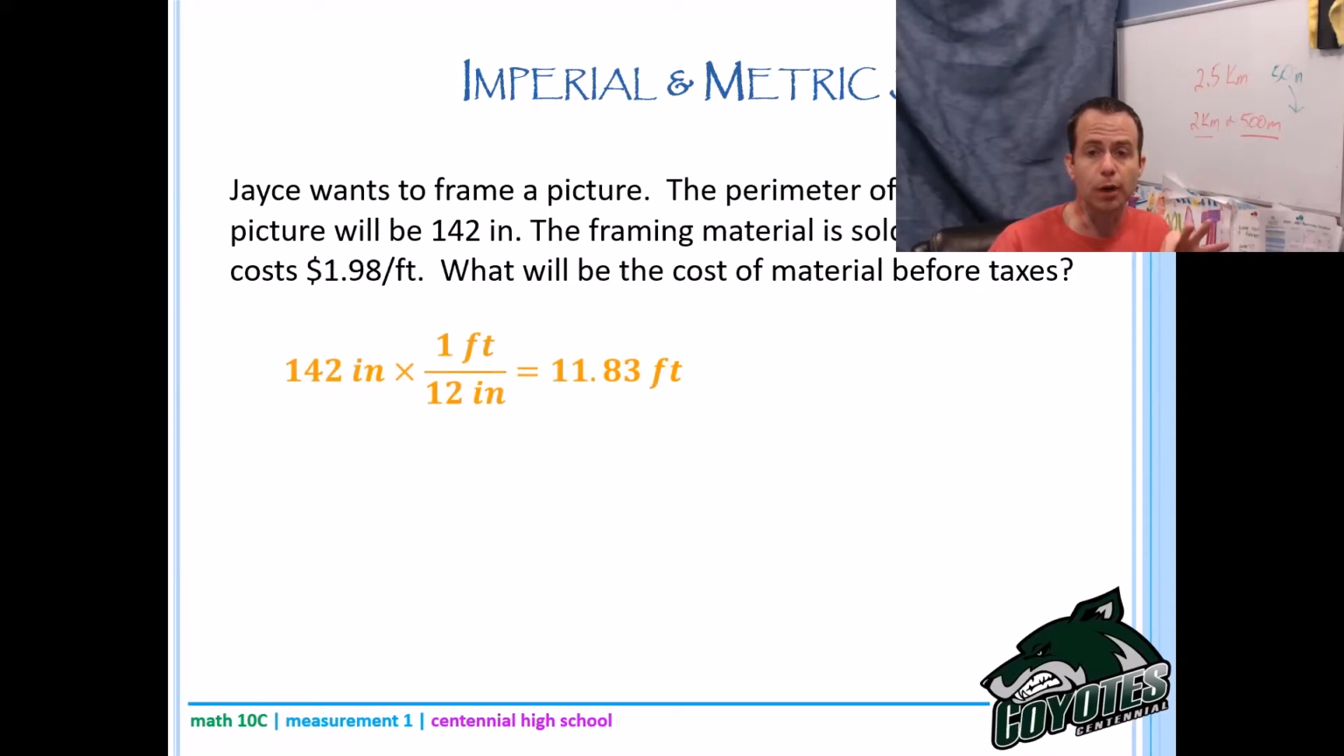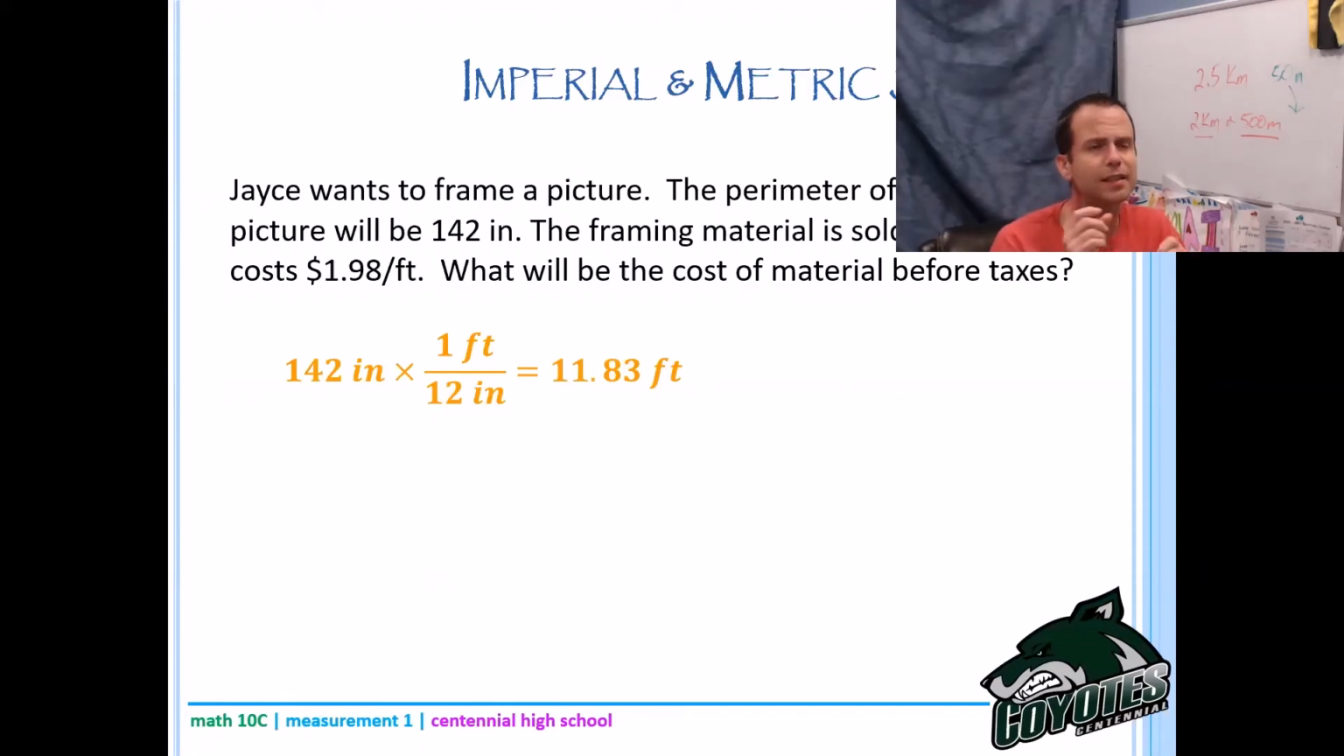So I know that there are 12 inches in a foot, so I've set my conversion factor up in such a way that my inches will be on the bottom so that the inch unit divides out. I end up with 142 divided by 12. And that gives me 11.83 feet, and it gives me a super, super important conversation to have. I can't just take 11.83 and multiply it by 1.98. If I do that, I will have the wrong answer. The reason is that you can't go to a store and say, hey, I want 11.83 feet. You have to buy 12 feet if you need 11.83 feet.